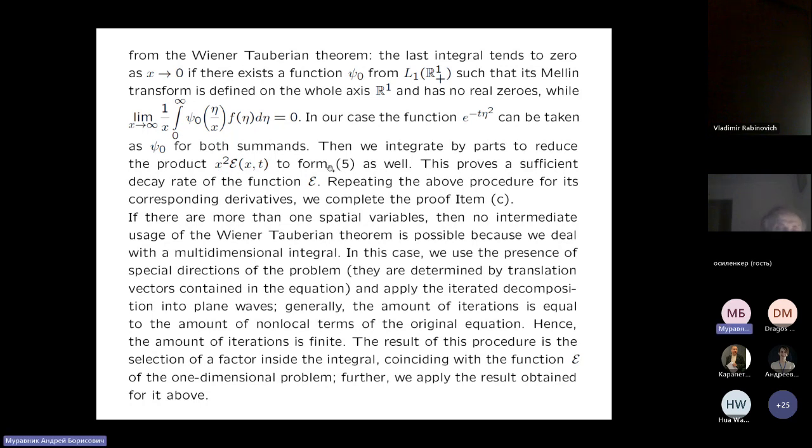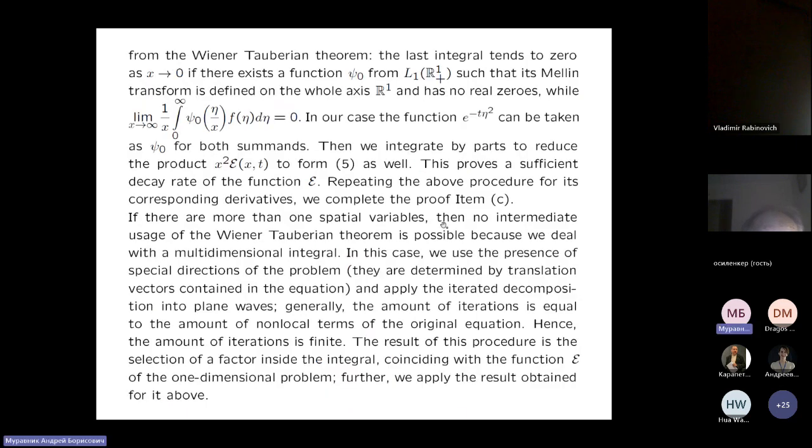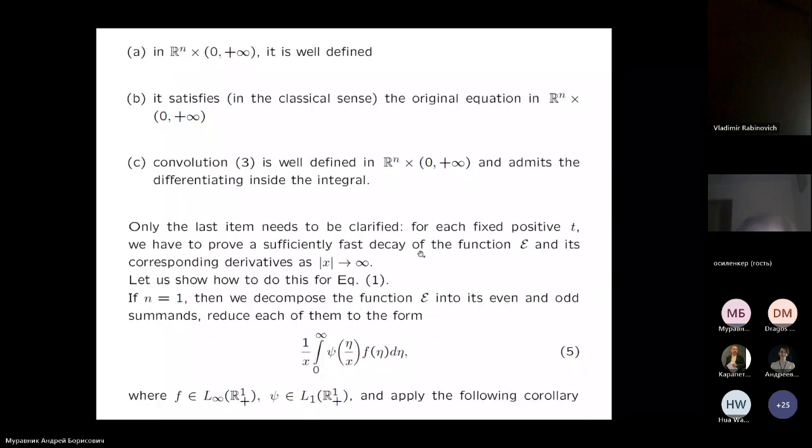To do this, we integrate by parts. We integrate the kernel by parts and reduce this product that we investigate to form 5 again. And repeating this procedure for its corresponding derivatives, we complete the proof of this item. This is done for n equal to 1.